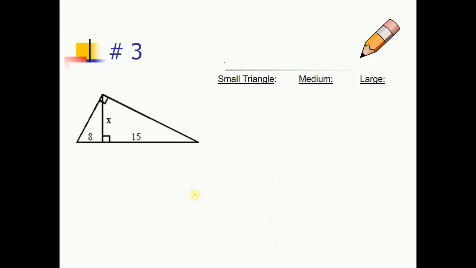Let's look at number 3. Again, we're going to draw our 3 triangles out. So my small triangle, I'm going to highlight him in orange since that's the color I'm currently drawing in. So I got my small triangle right here. I recommend you guys using these 3 different colors to draw your triangles as well. Got that guy. So 8 and then x, right?